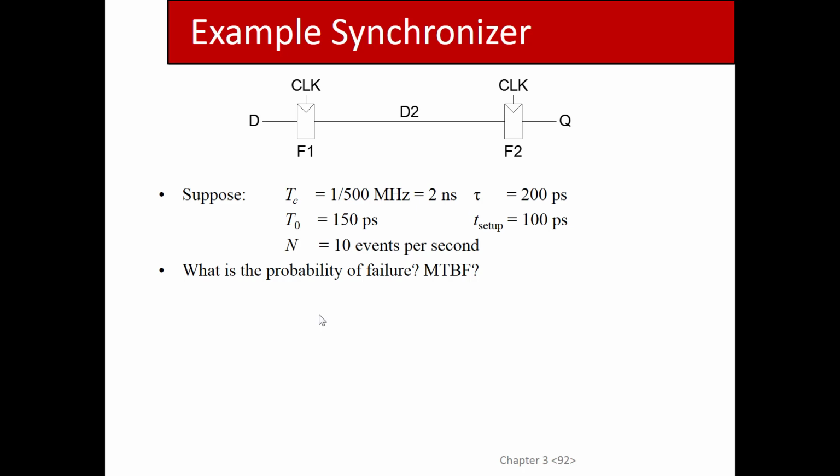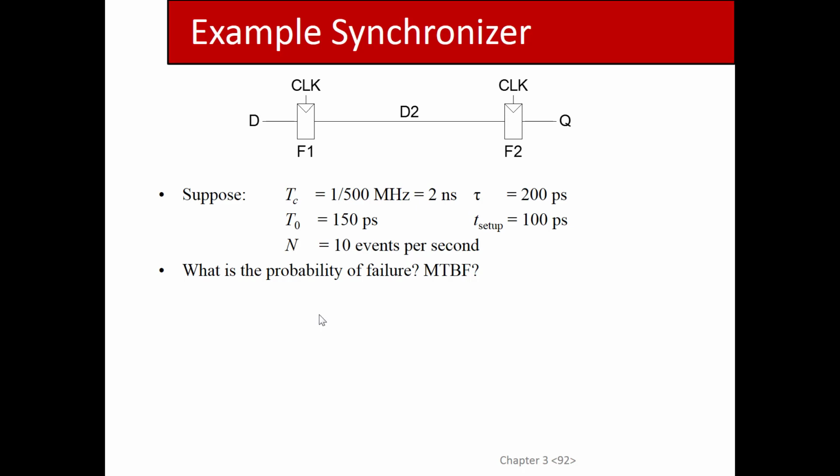Tau is 200 picoseconds. Actually, it comes from the fab and the standard cell library. But these T0 and tau are just parameters that are always given to you. Notice they're in seconds. Units are seconds for both. T setup also comes from our parameter that's locked in. It's part of our flip-flop spec.